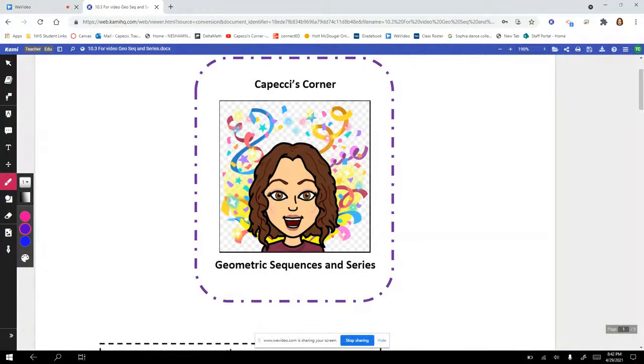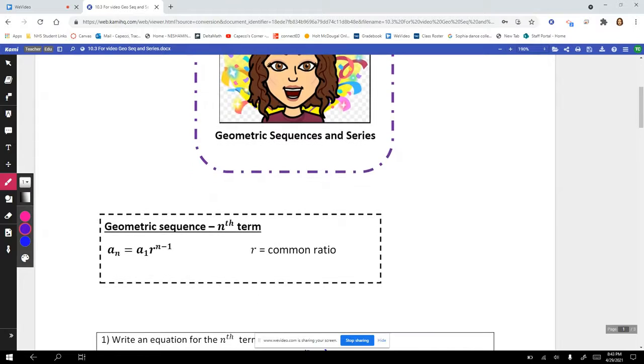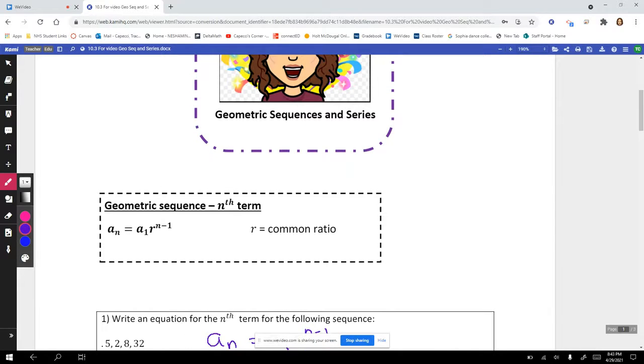Today on Capechi's Corner, we're going to look at geometric sequences and series. Now, we've talked about arithmetic sequence and series, so now it's time for geometric. Remember, geometric, we're going to multiply. So we have our common ratio. What are we multiplying every term by to get the next term?